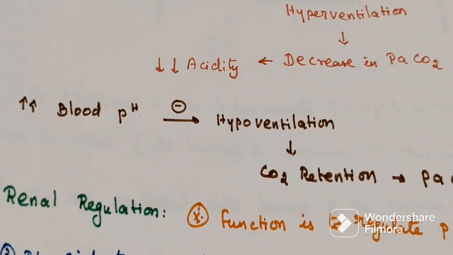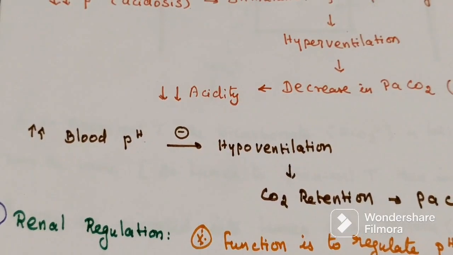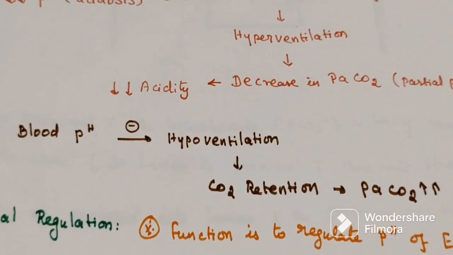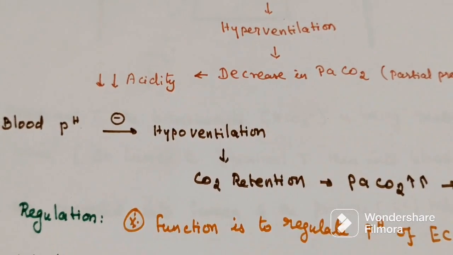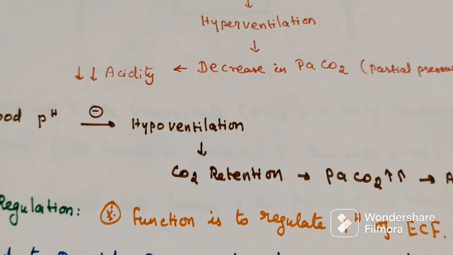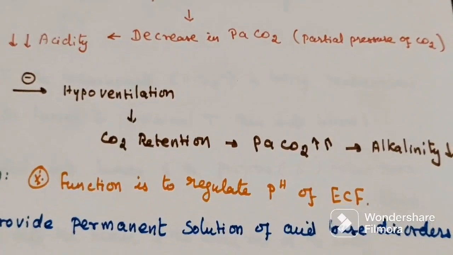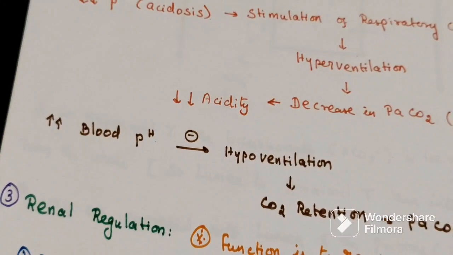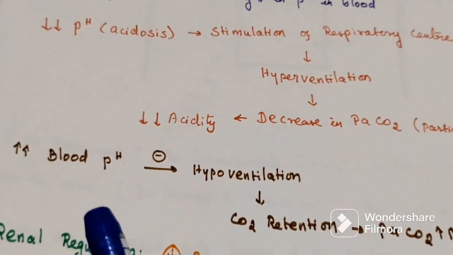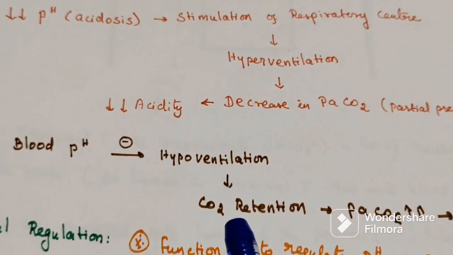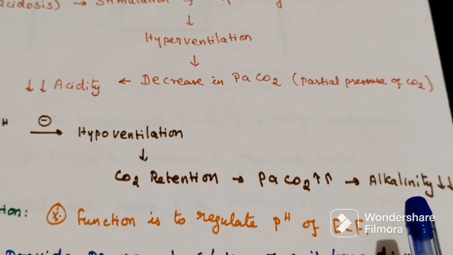Then what happens when blood pH is high? Blood pH is alkaline in nature, and it in turn inhibits the respiratory center, causing hypoventilation, decreasing the frequency of respiration, and it causes carbon dioxide retention. As a result, the partial pressure of carbon dioxide increases. Carbon dioxide is acidic in nature, so alkalinity decreases.